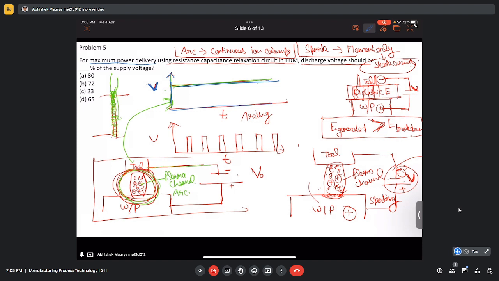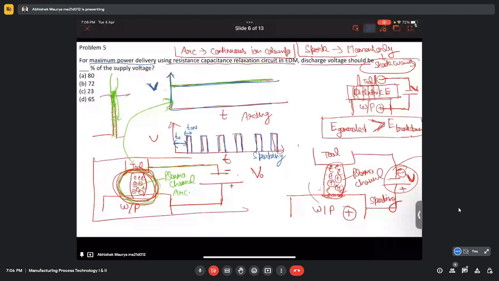But for sparking, we need some voltage source which will provide some voltage for some time, and then in between it should not supply any voltage. So this kind of thing. This small time, when the voltage is supplied, is called T on time, and this time is known as T off time.